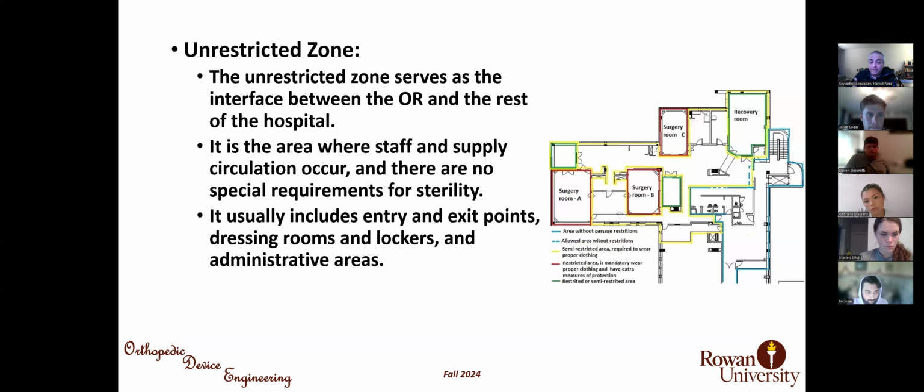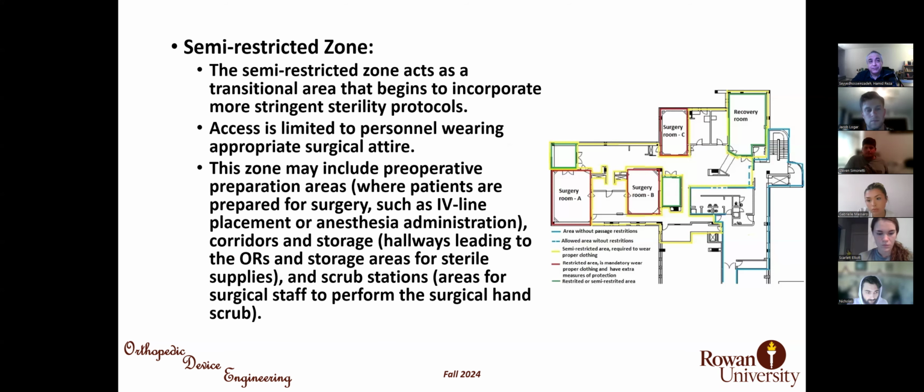But if you want to leave this area and enter the next level, which is semi-restricted, you need to change your clothes. You need to wear a hat. You need to wear a mask, and you need to change your shoes or have a cover for your shoes, a clean cover for your shoes. So these rules: hat, new clothes, mask, and cover for your shoes is necessary for entering the semi-restricted zone.